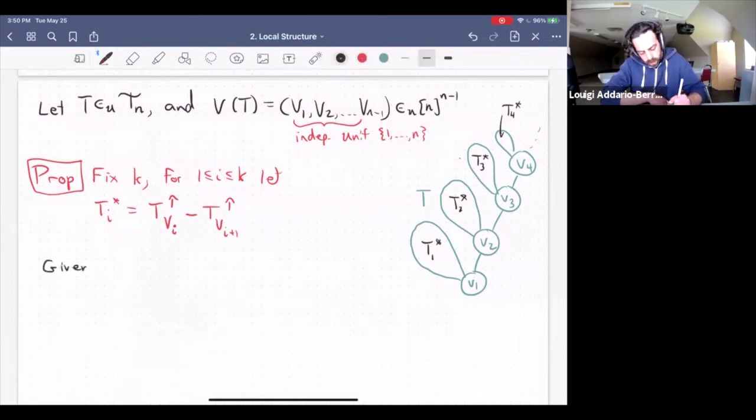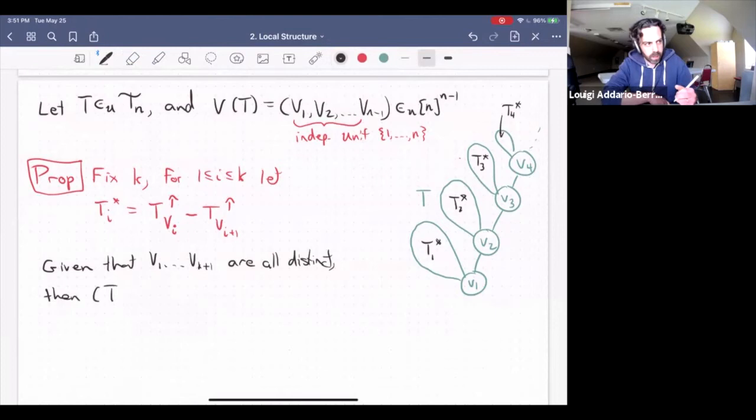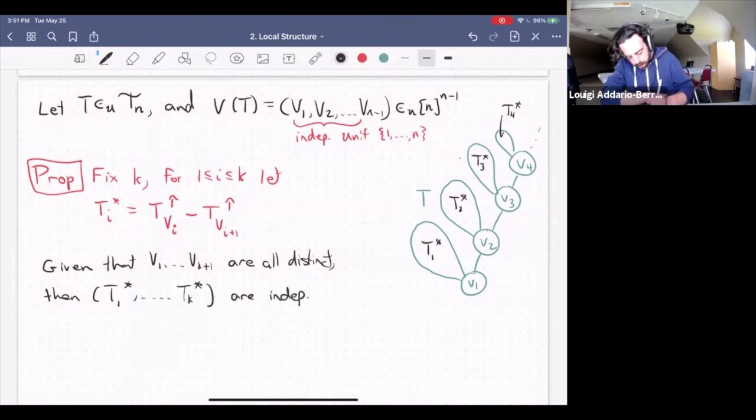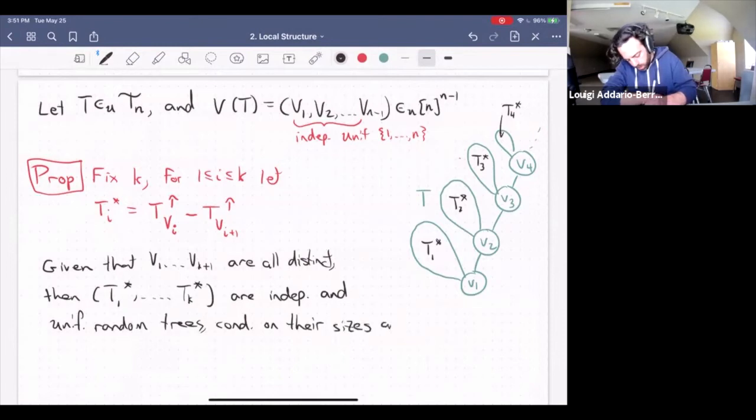So then, given that V1 up to V_{k+1} are all distinct, then these trees, T1 star up to Tk star, are independent and uniformly random trees conditional on their sizes and root labels. Okay, so that's the first thing.